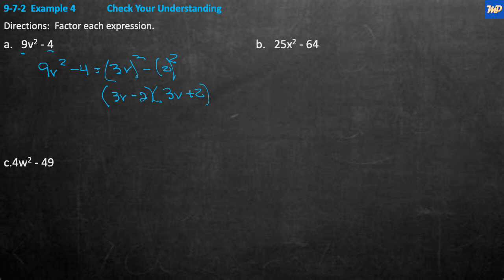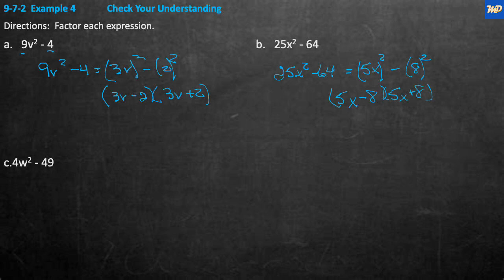Okay? How about B? 25 is 5 times 5. 64 is 8 times 8. 25x squared minus 64 is equal to 5x squared minus 8 squared. And now that can be rewritten into two binomials, 5x minus 8 and 5x plus 8.